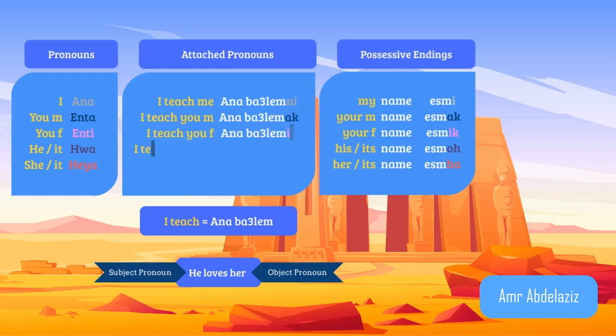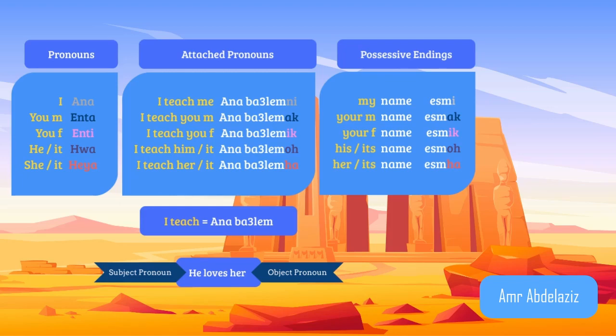I teach you masculine, أنا بعلمك. I teach you feminine, أنا بعلمك. I teach him, أنا بعلمه. I teach her, أنا بعلمها. And as we see, they are the same as possessive endings, except this. If I want to say, I teach me, أنا بعلمني. So here, we end with me.